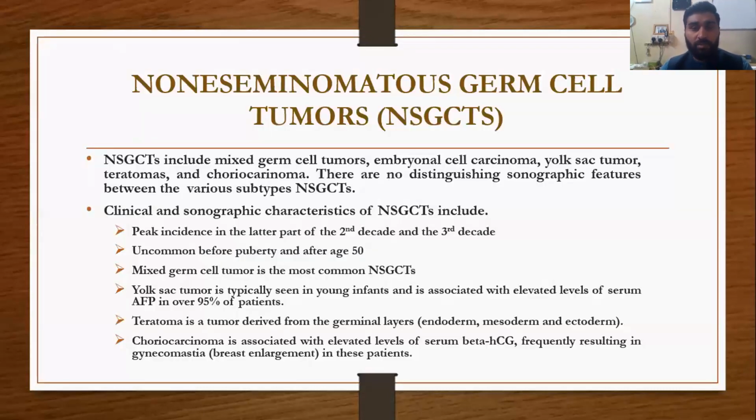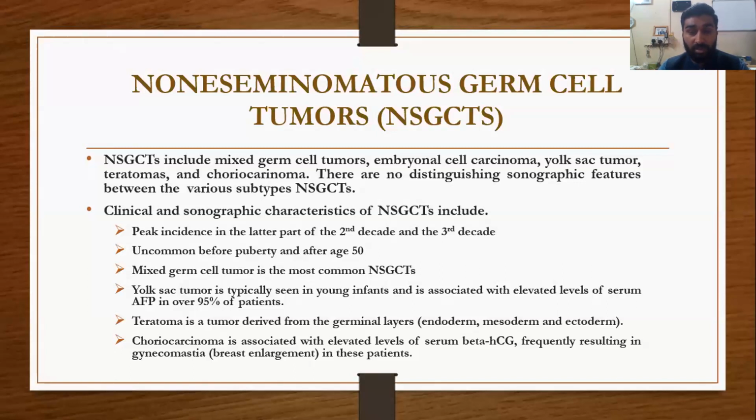The non-seminomatous germ cell tumors are the mixed germ cell tumors, embryonal cell tumors, yolk sac tumors, teratomas, and choriocarcinoma. Do remember, there are no distinguishing sonographic features between the various subtypes of non-seminomatous germ cell tumors. Peak incidence is in the later part of the second decade and the third decade, uncommon before puberty and after age 50. Mixed germ cell tumor is the most common.